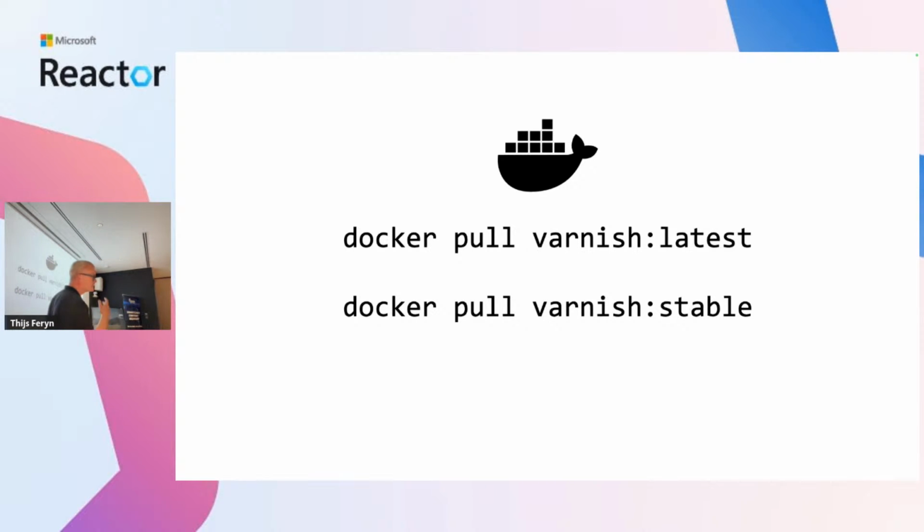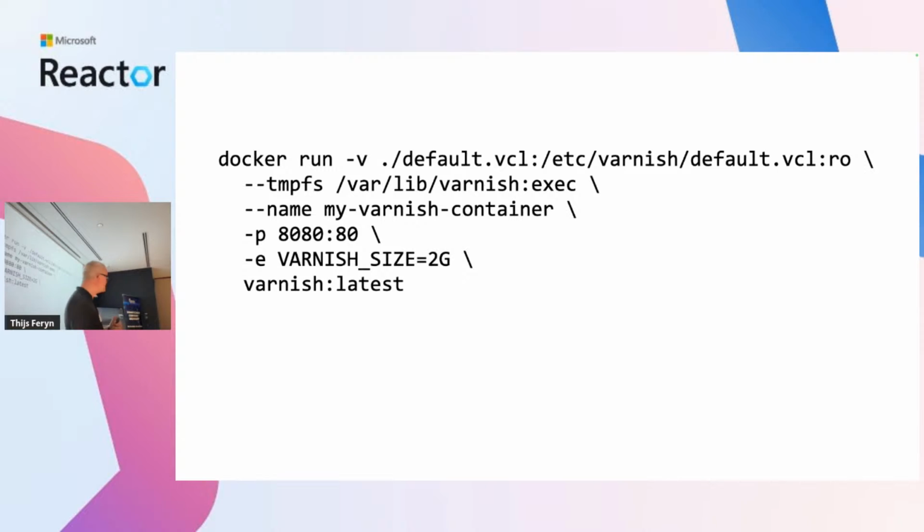Of course, if you want something that is managed by us, there's an open source version called tag stable, and that is 6.0 LTS. It's a long-term supported version. We do the backports, we do the security updates. That's our gift to the open source community. And you can run it pretty easily. You can mount the VCL file, the VCL code you saw, in the container at the etc varnish default.vcl path. That's a read-only file. And you can mount the execution folder where the magic happens into tmpfs. You can name it, expose ports, set the size of the cache, and all that kind of stuff.